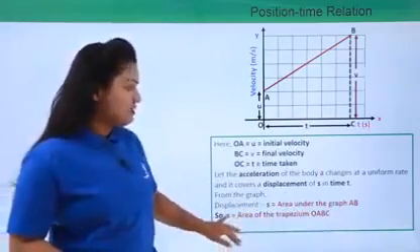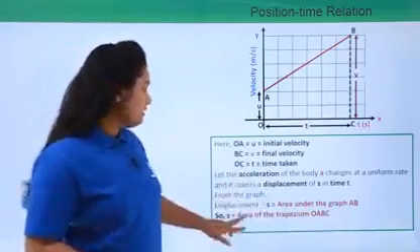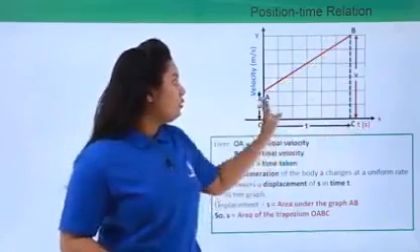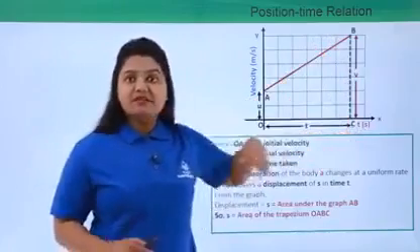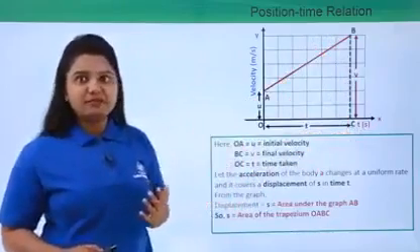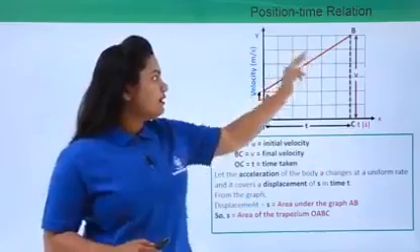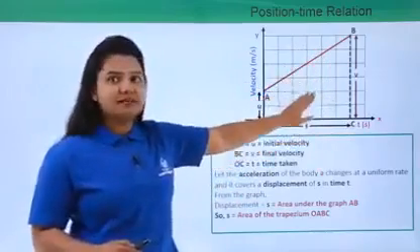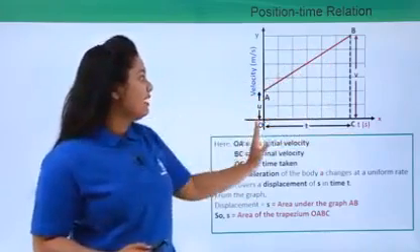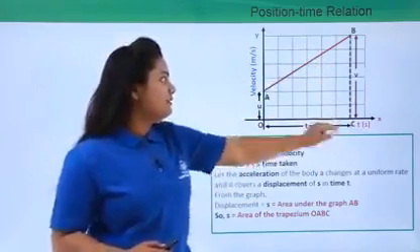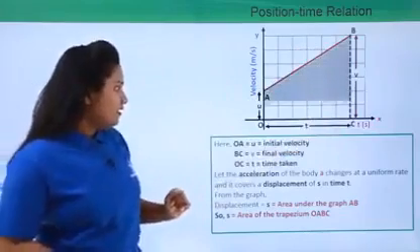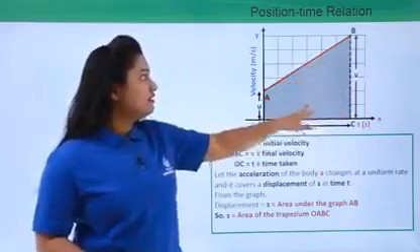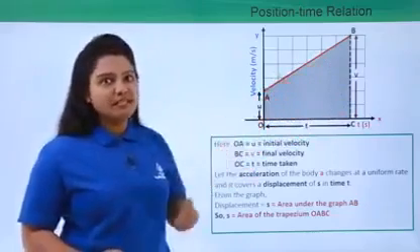So S, which is the displacement, is given by the area of the trapezium OABC. Here OABC is the trapezium, and if we want to find the displacement of the body from A to B, we need to find the whole area under this graph AB. And this area is given by the area of the trapezium OABC. Now, the area of this shaded region gives us the value of the displacement in this case.